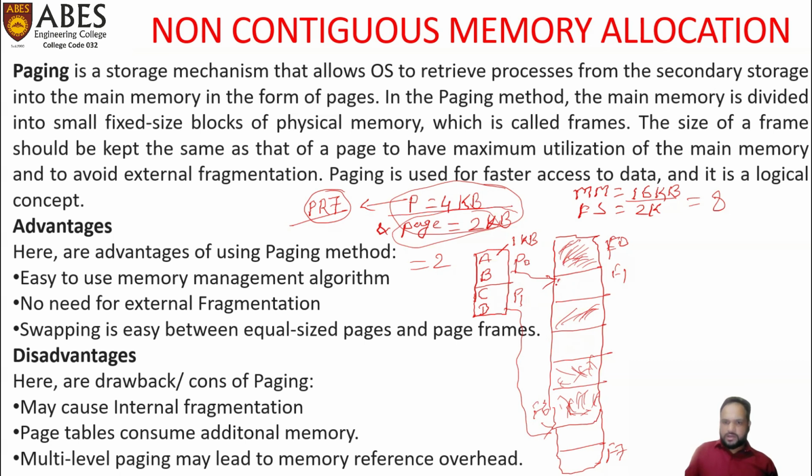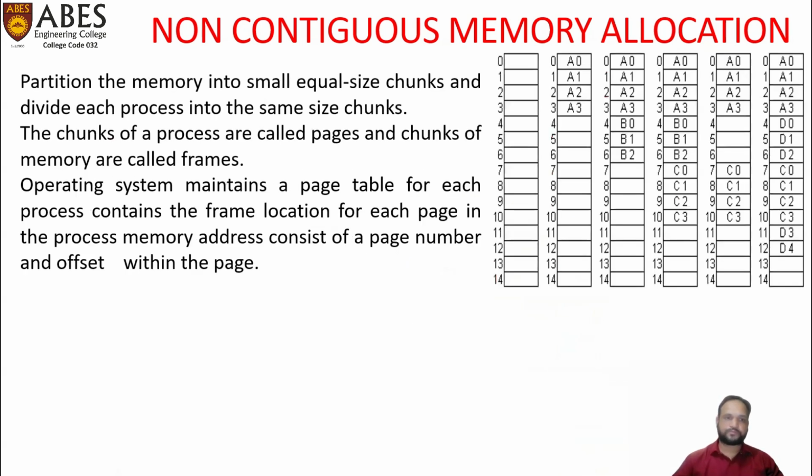And these A, B, C, and D are what the bytes are, and we are saving the process name. I hope till now you are comfortable enough with what a page and what a frame is, and how one calculates the total number of pages and the total number of frames. So partition the main memory into small equal size chunks and divide each process into chunks of the same size. Such chunks of a process are called pages.